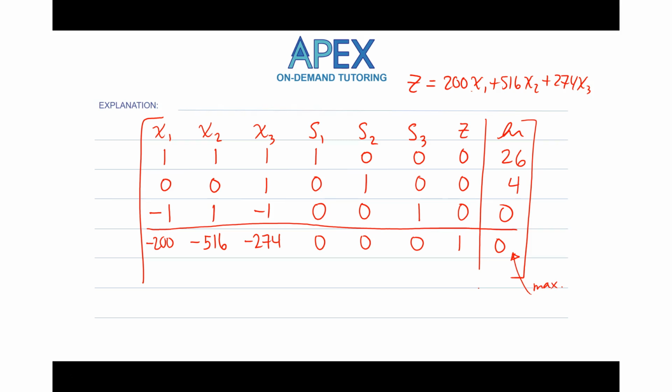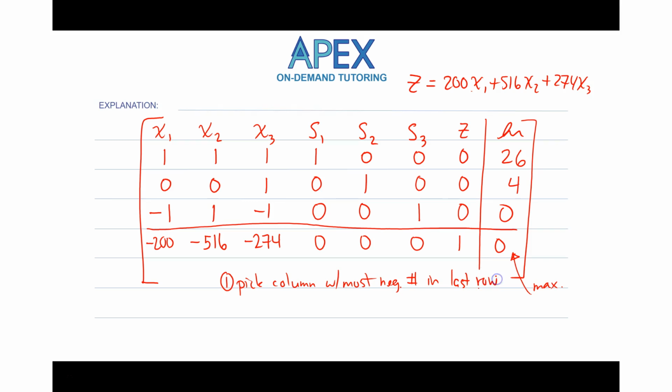This is going to go through several iterations, and for each iteration, basically what we want to do is pick the column with the most negative number in the last row.